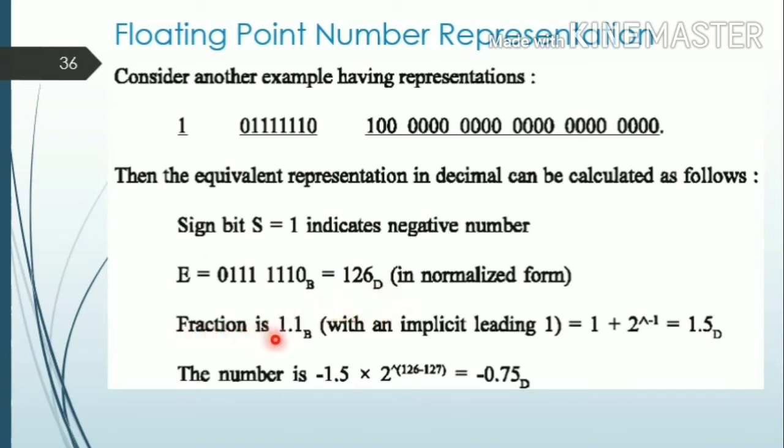So the fractional part is 1.1 in binary, with an implicit leading 1. So 1 indicates that it is a negative number. So 1 plus 2 power minus 1 is 1.5 in decimal. So the number is -1.5 times 2 power 126 minus 127, that is, -0.75 in decimal. So 0.75 is a negative number because here the sign bit is indicating 1.